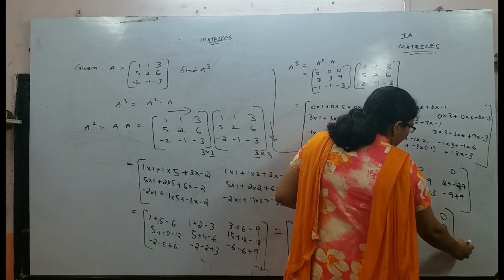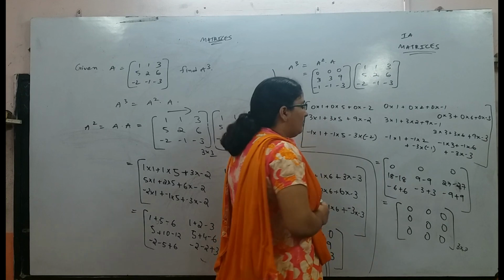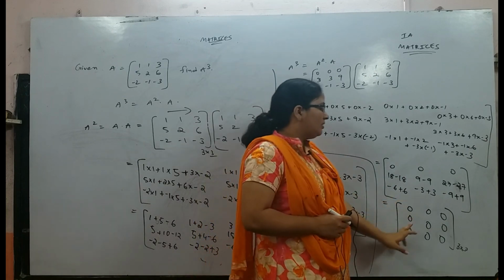You got a null matrix of the order 3. So therefore A cube value is 0, 0, 0, 0, 0, 0 and 0, 0, 0.